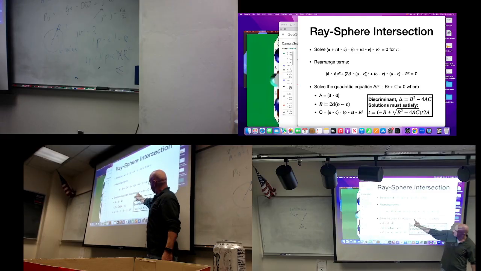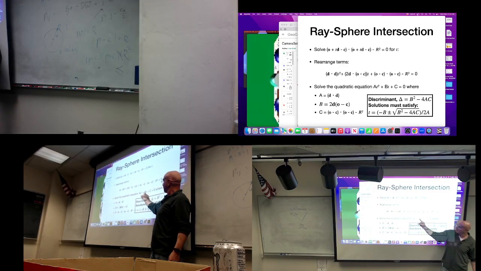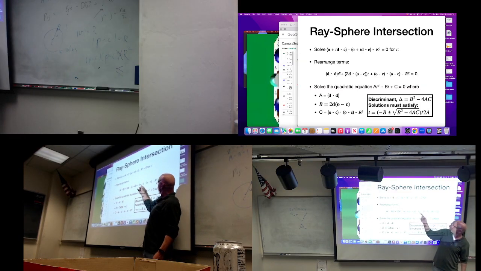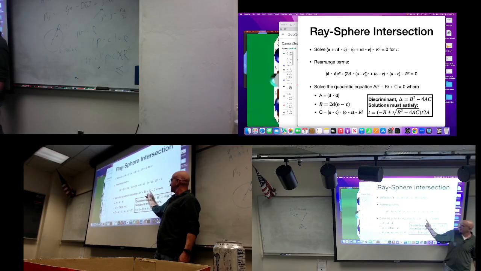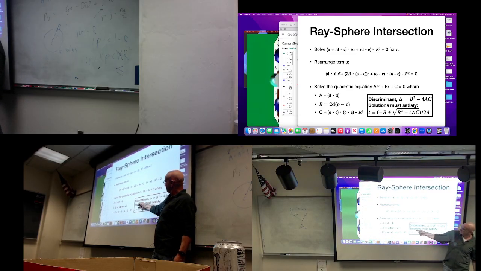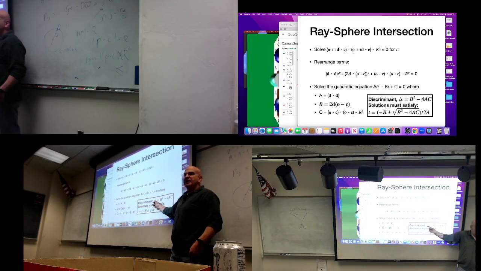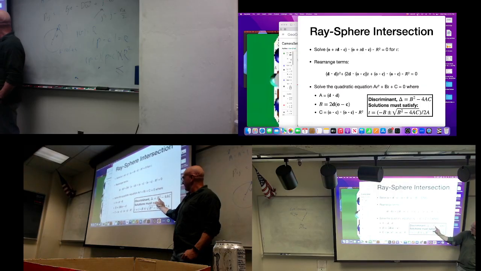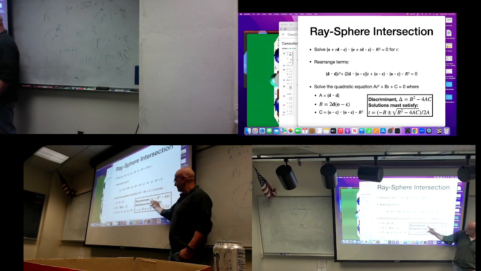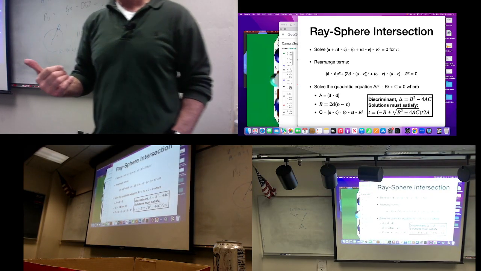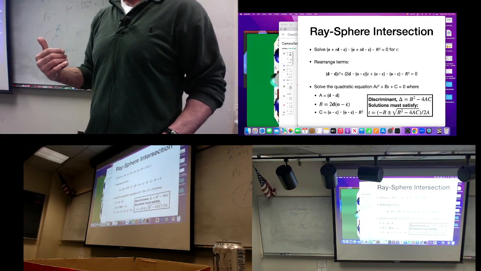Let's call this number capital A, this number capital B, and everything here that doesn't depend on t, capital C. What do we get? At squared plus Bt plus C equals 0. A quadratic equation, with a discriminant, looking at B squared minus 4AC. And now there are a few options. The discriminant might be 0, it might be negative, it might be positive.